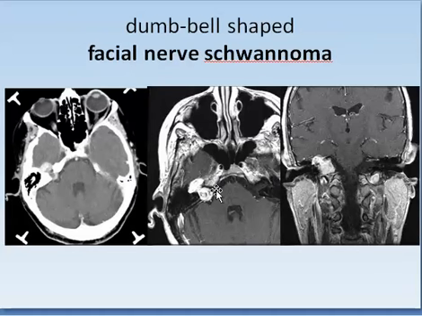This one is a dumbbell-shaped tumor, homogeneously or about to be homogeneously enhancing, crossing the petrous bone, and this is the site for the facial nerve to pass within its canal, resulting in a dumbbell-shaped tumor, and sometimes it could be seen at this region. This is a facial nerve schwannoma.